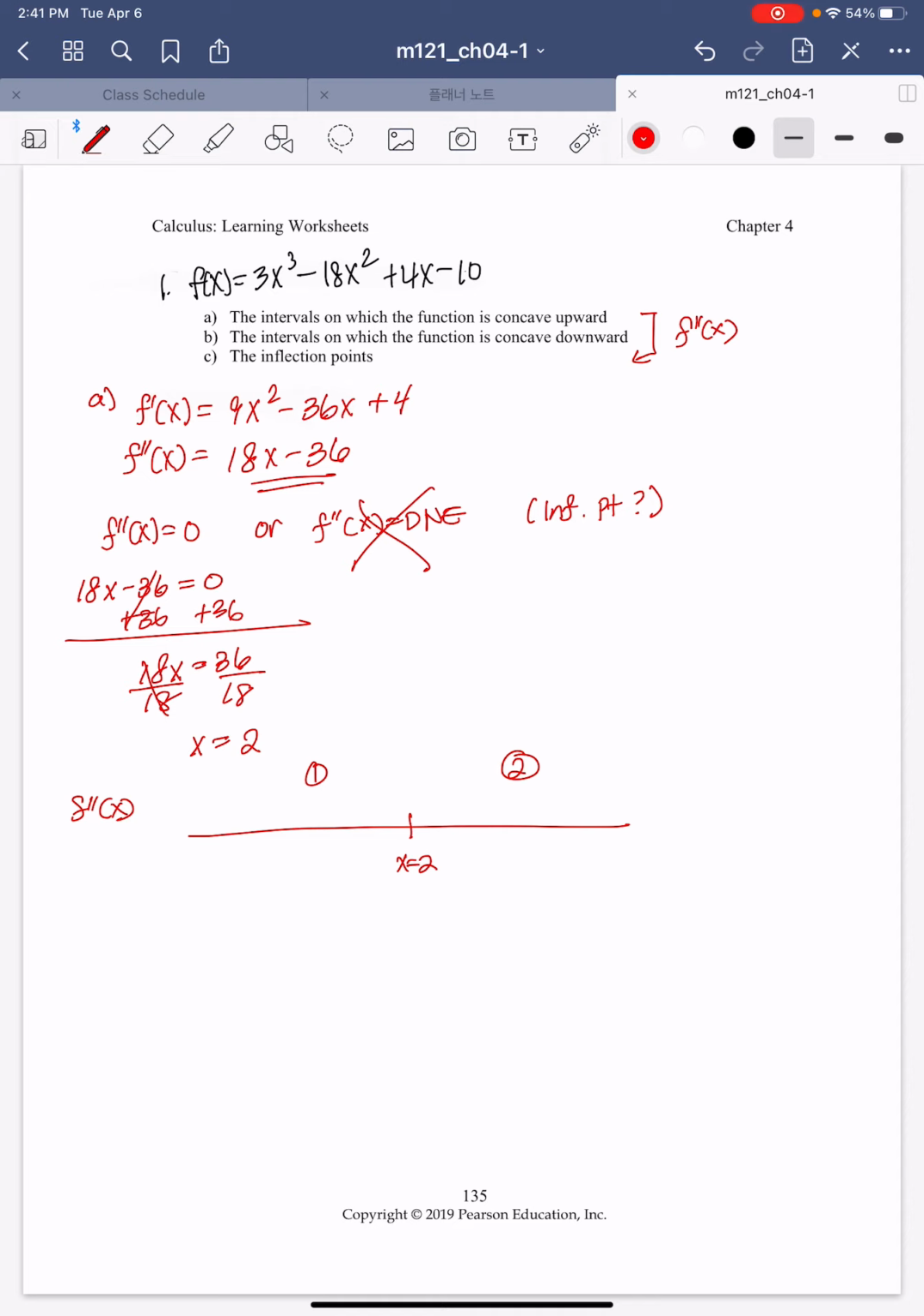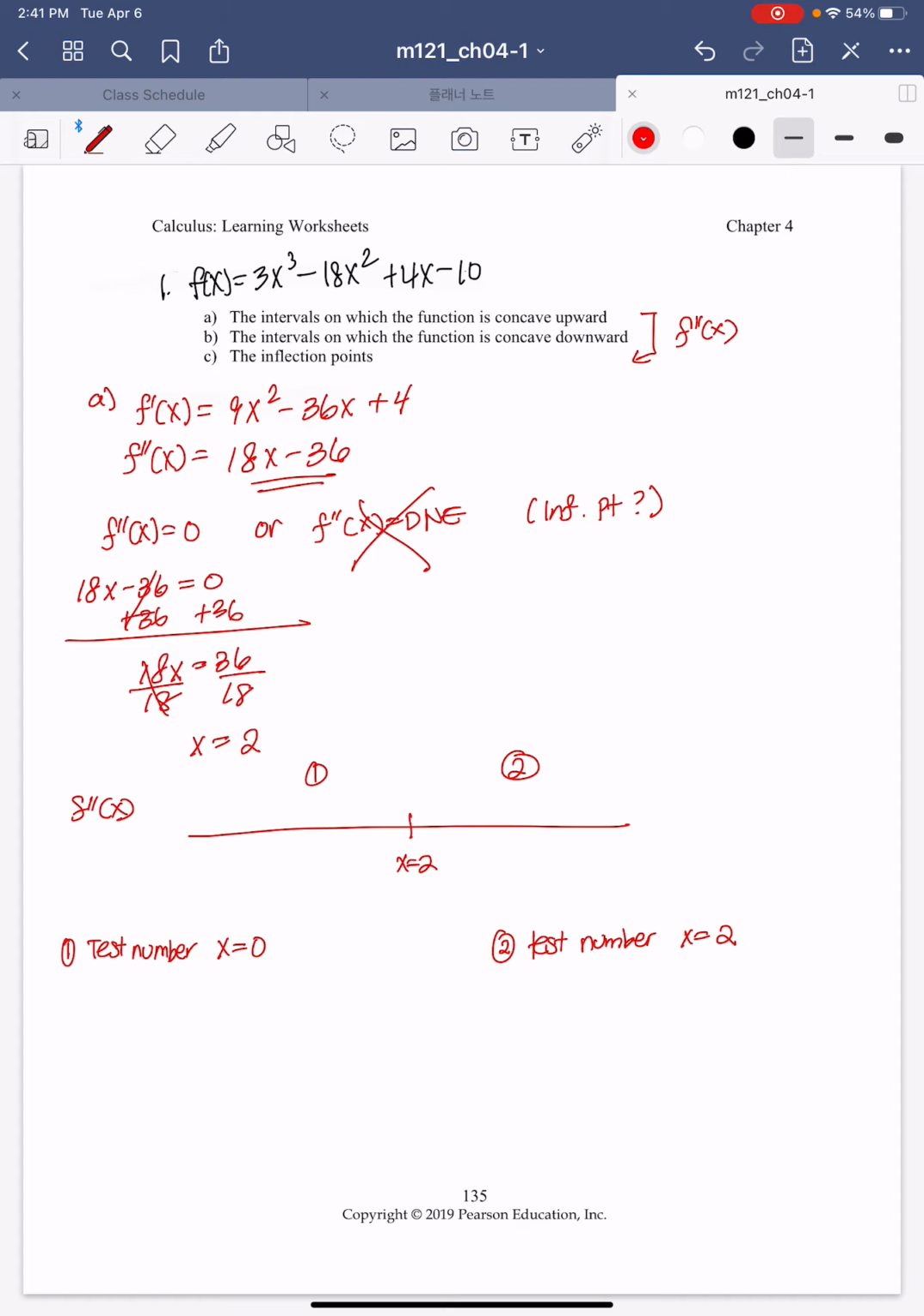Again, when we check, the test number is anything in that region. A good test point for the first region will be 0. For the second region, anything past 2 will work: 3 will work, 4 will work, 5 will work, it doesn't matter. So you pick the number that you like. For the first one, the test number I'm going to be using will be x equals 0. And then for the second region, I'll just use 4.